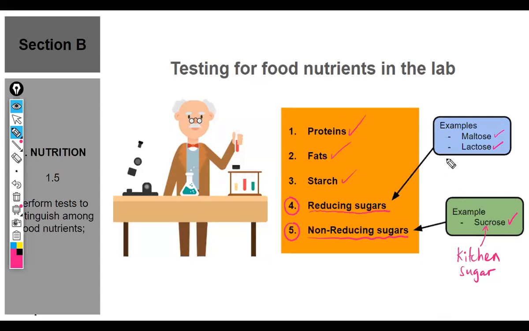Right. The answer is reducing. Glucose is a reducing sugar. So now you have 3 examples of a reducing sugar in case the examiner asks you. Take down everything on this slide and let me know when you are finished.